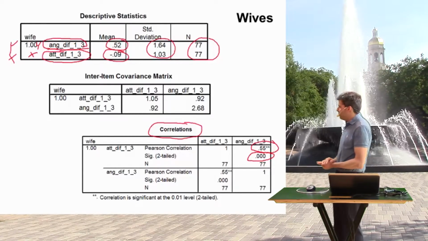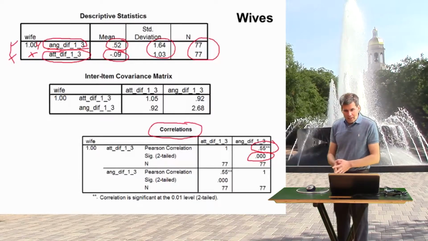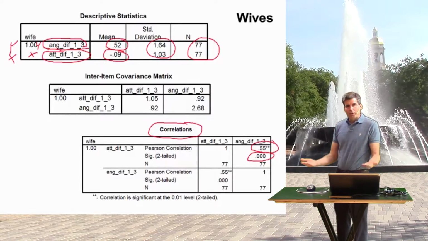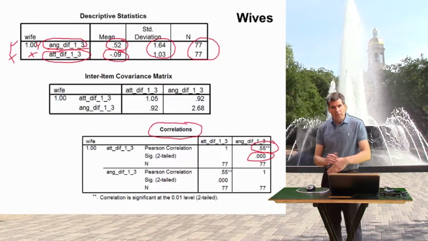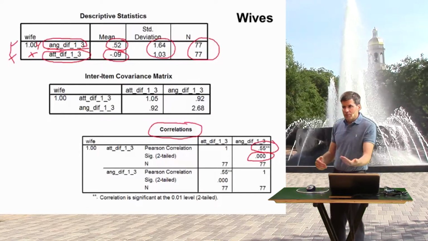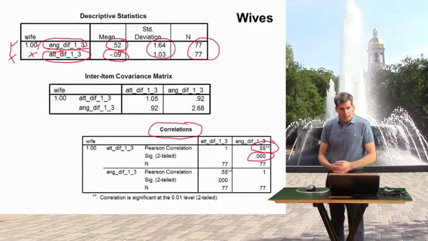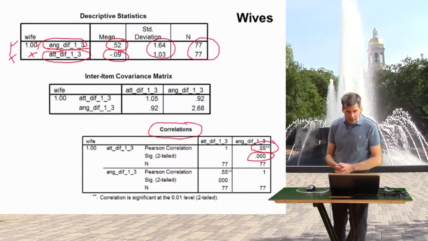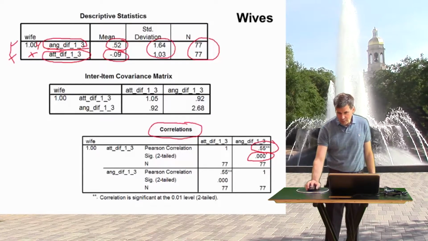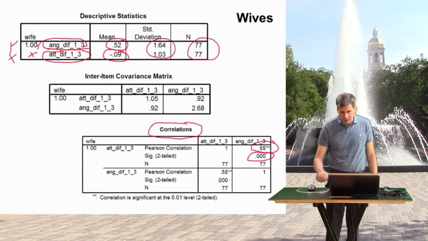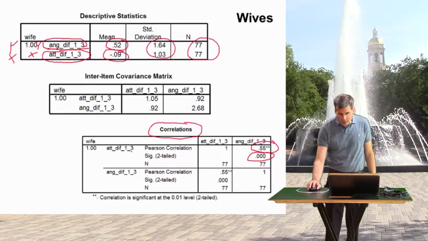So a very small p-value, meaning that it is significant. So we do have a significant correlation between attribution change and anger change for wives. That is, when wives change their attributions, there is a corresponding change in their anger over time. And it's a fairly large correlation and is significant. We can reject the null hypothesis. What else do we have here?